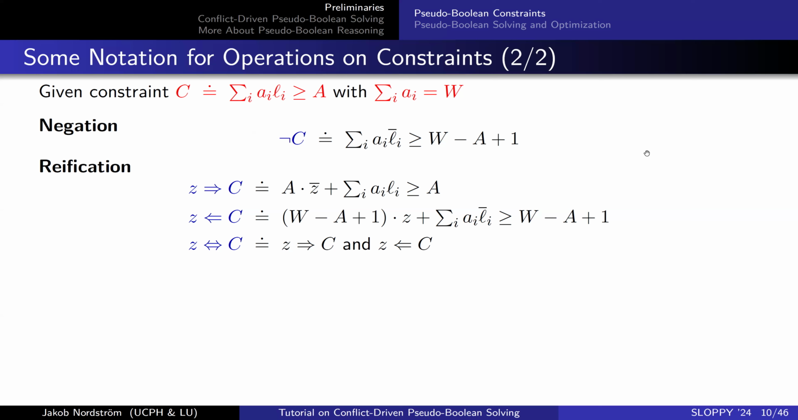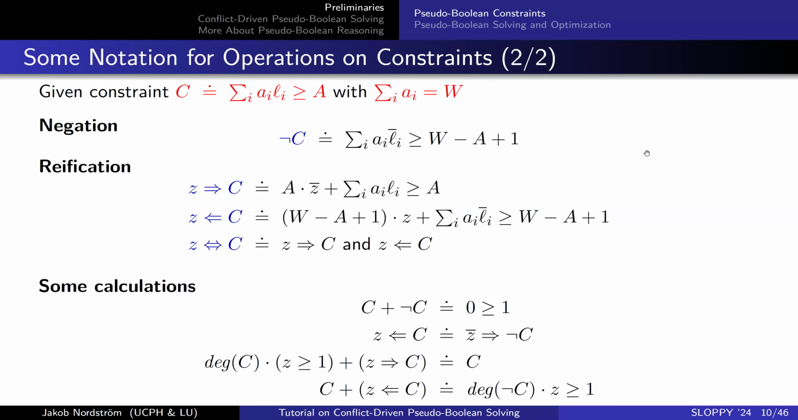Just to convince ourselves that whenever it's convenient, we can use this notation, and it means what we expect it to mean. These are, again, pseudo-Boolean constraints. And this is called reification. Z is the reification variable because it's true if and only if the constraint that it reifies is true. And just to see that all of these pieces of notation behave nicely, what happens if I take C and sum it up with the negation of C? I get the contradiction 0 greater or equal 1, which tells me that C and not C are not true at the same time.